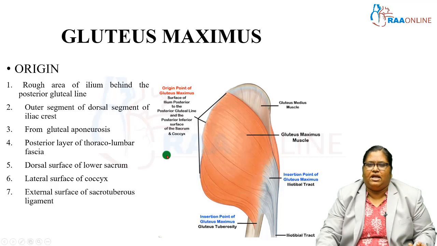posterior gluteal line, and second, it takes origin from the outer segment of the dorsal segment of the iliac crest and from the gluteal aponeurosis and from the posterior layer of thoracolumbar fascia, the dorsal surface of the lower sacrum and lateral surface of the coccyx and external surface of the sacrotuberous ligament. These are the sites where the gluteus maximus takes its origin.